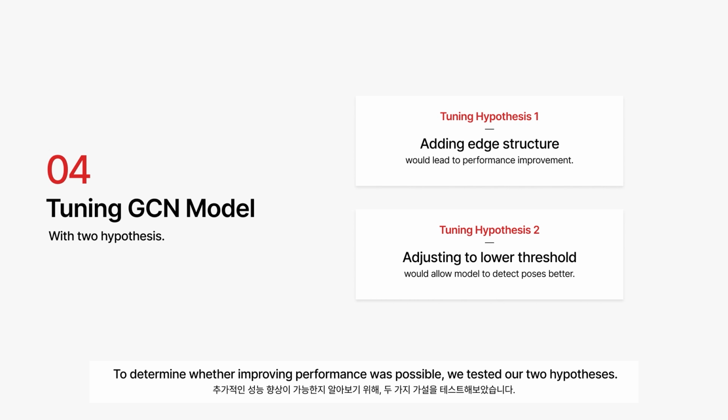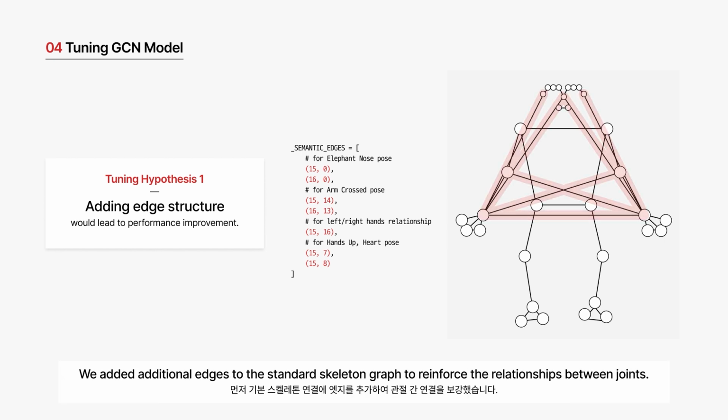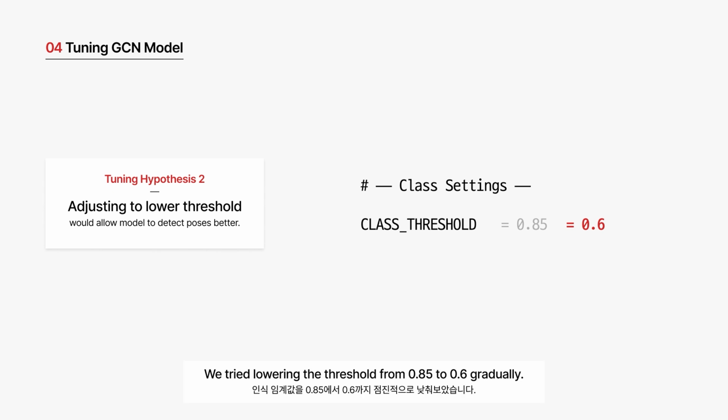We tested 2 hypotheses. The first was that adding edge structure would improve performance, since the key strength of GCN lies in the edges connecting the nodes. We added additional edges to the standard skeleton graph to reinforce the relationships between joints. The second was that lowering the recognition threshold would allow the model to detect more poses, thereby improving the success rate. We tried lowering the threshold from 0.85 to 0.6 gradually.